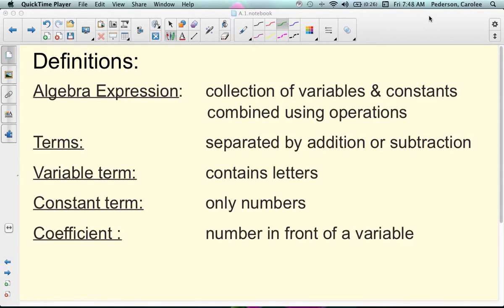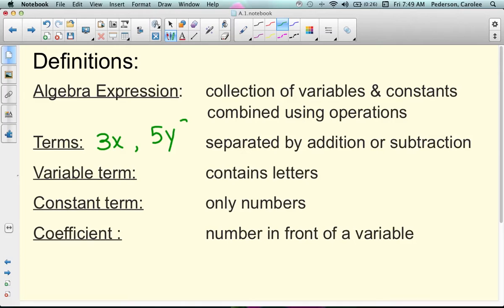Here are just some quick definitions. An algebraic expression is a collection of variables and constants using operations like pluses, minuses, multiplication. Terms. Terms are separated by addition or subtraction. So an example would be like 3x is a term, or 5y squared is a term.